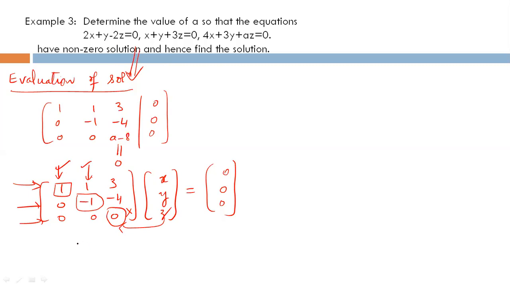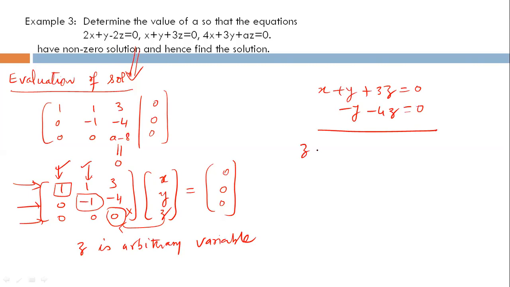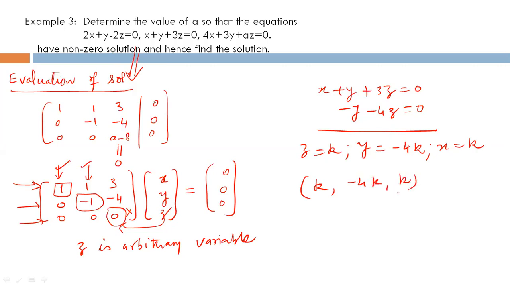So z is a free variable. Z is arbitrary here. So if we write it in the form of x plus y plus 3z equal to 0, minus y minus 4z equal to 0, and z is arbitrary, so z equal to k will give you y equal to minus k, and then you will get x equal to k. So the solution is k, minus k, k, and for different values of k we will get different solutions. For any particular k, say k equal to 1, we will get a non-zero solution.